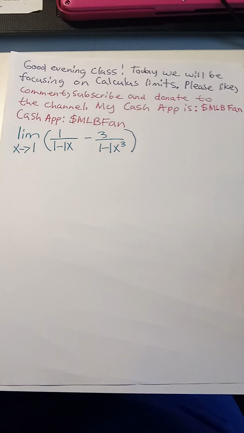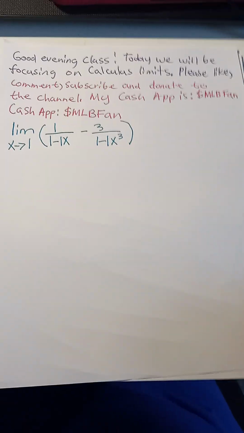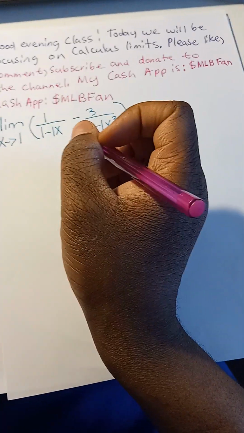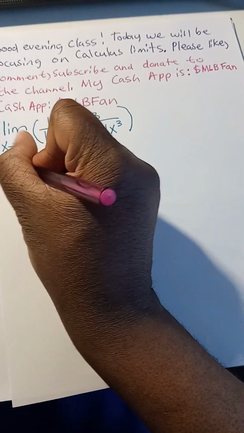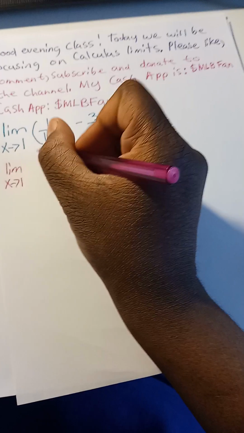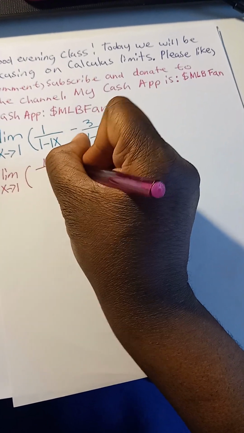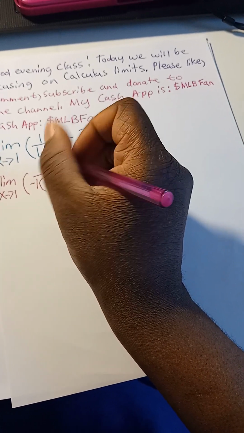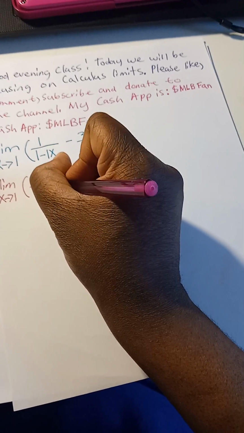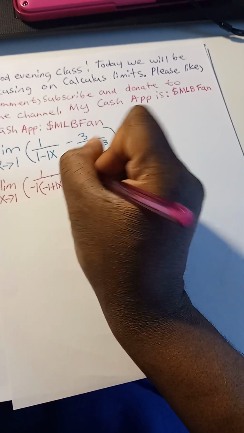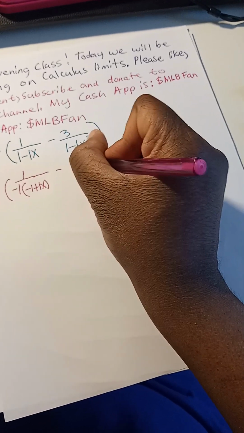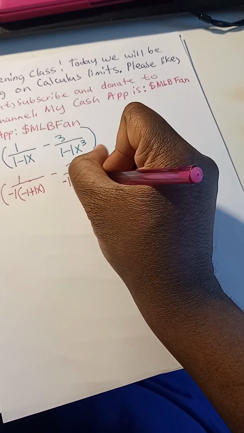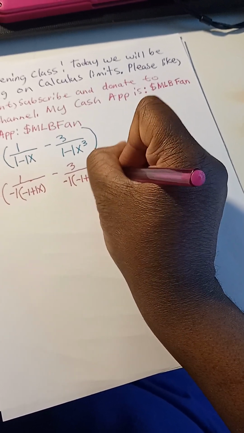First, we see that we need to factor a -1 out of the denominator. So the limit as x goes to 1 of 1 divided by -1 being factored out, so that is going to yield us with -1 plus 1x, minus, and then we want to factor out a -1 for this denominator as well. And then we're left with -1 plus 1x cubed.